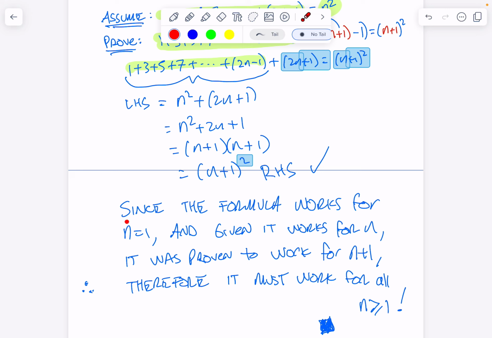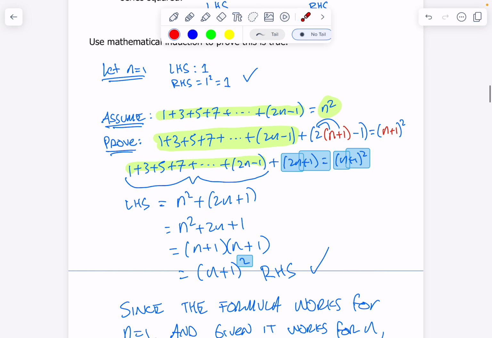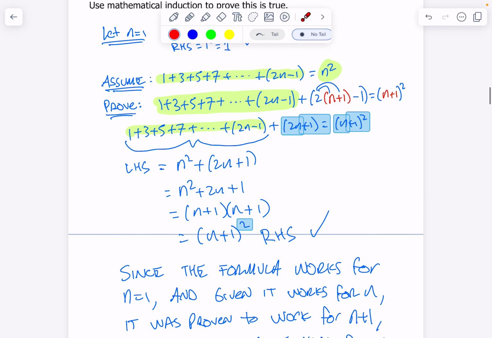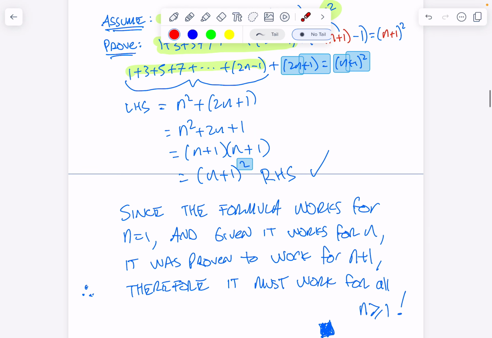So anyway, we have to write this formal statement at the end. This is step number 4 that I outlined above. Since the formula works for n equals 1, that is what we did up here, and given that it works for n, so we assumed this, it was proven that it will work for n plus 1. Therefore, it must work for all n greater than or equal to 1. Meaning we can always get to the next step no matter where we start, and I know how to start. So I can sweep out all of it, and the formula always works.